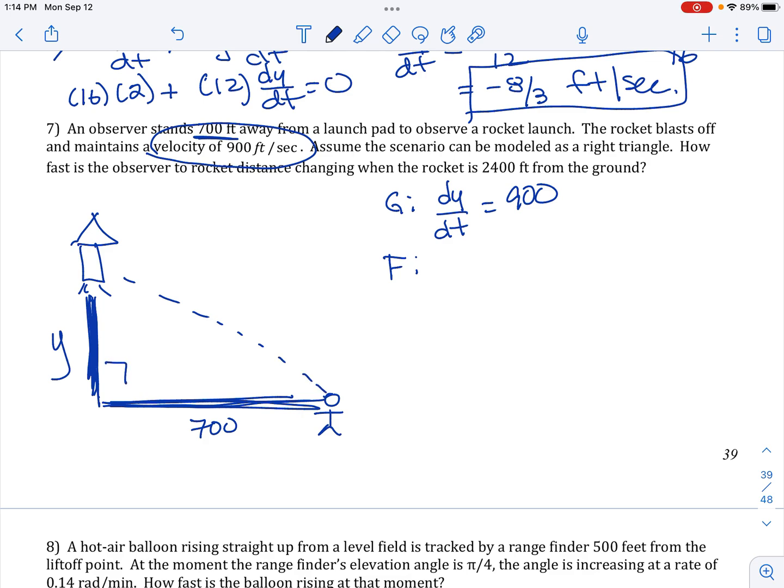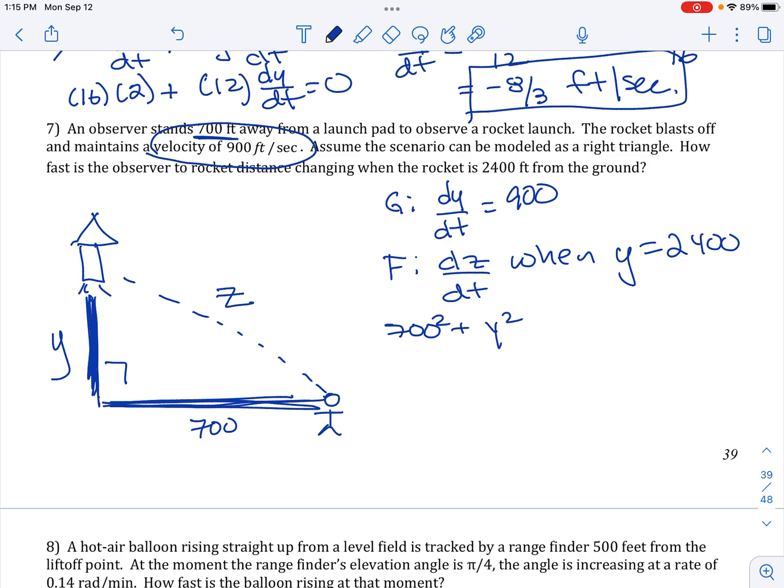How fast is the observer-to-rocket distance changing? So this is what we're looking for, and that's changing, so we're going to call it another variable, z. So find dz/dt when the rocket is 2,400 feet from the ground. That would be y equals 2,400. Again, what's the equation that relates all these variables? Pythagorean theorem. So I've got 700 squared plus y squared equals z squared.